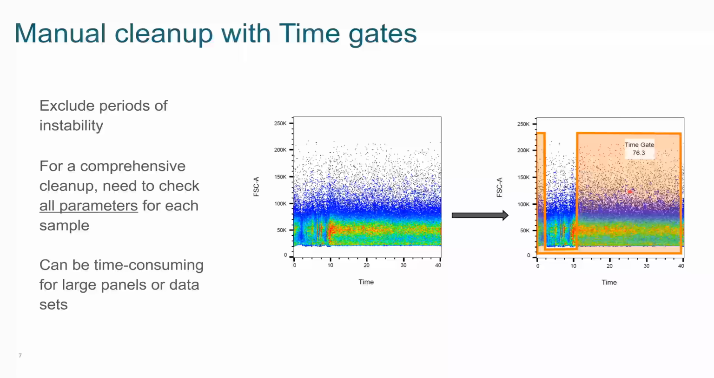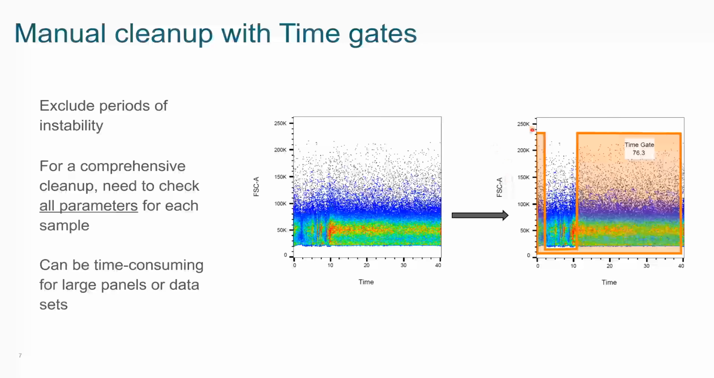So from this stage, I would move forward with my scatter gates, my viability dye, and all of my major populations. Now, there's nothing wrong with this approach, right? We've used it for a long time, and it's definitely better than having no cleanup approach at all. But, again, it is not the most efficient way as we move forward into these larger panels and larger data sets, right? So for a true comprehensive cleanup, you would really need to check all parameters for each sample. I think there's a habit to just check 1 or 2 and kind of apply the same gate to all the samples, right? But really that time gate is unique to that parameter.